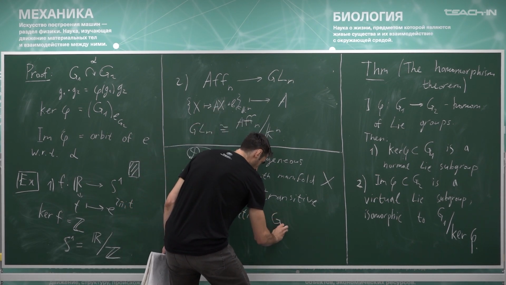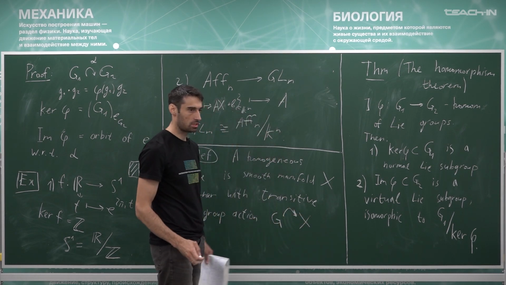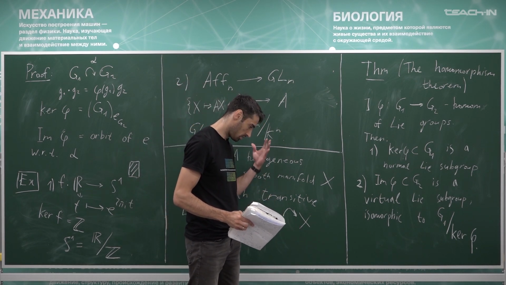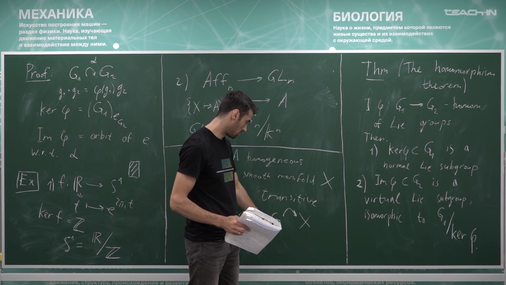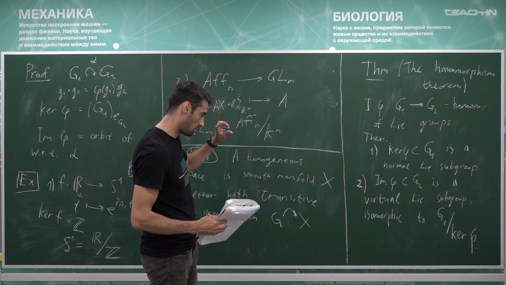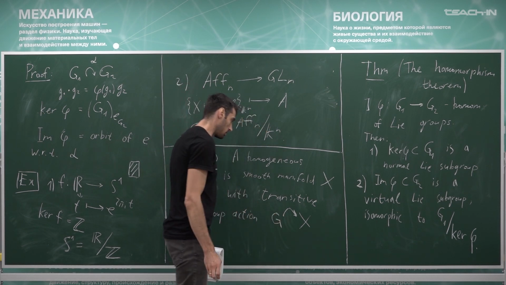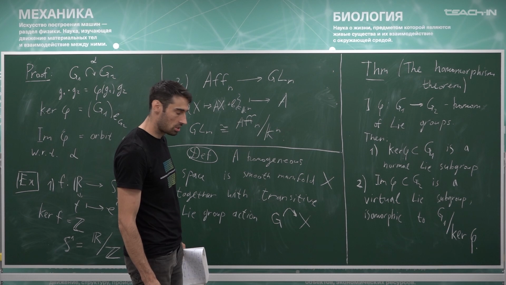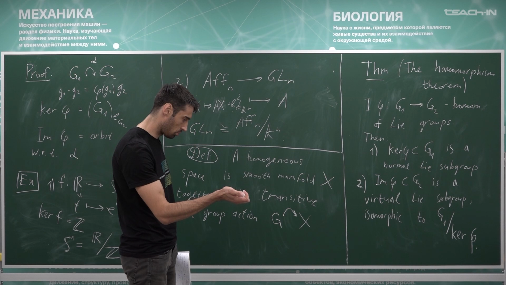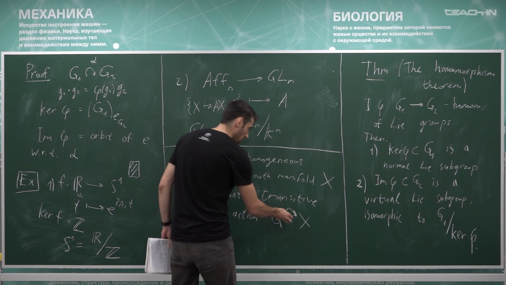So, some Lie group acts on X. And transitive means that actually X is a single orbit of this action, right? Any two points are related by an action of an element in G, right? And then this proposition that we proved today, which says that an orbit is isomorphic to G over stabilizer, right?